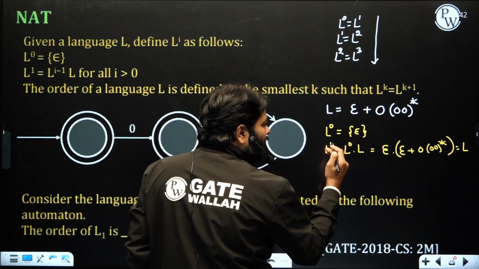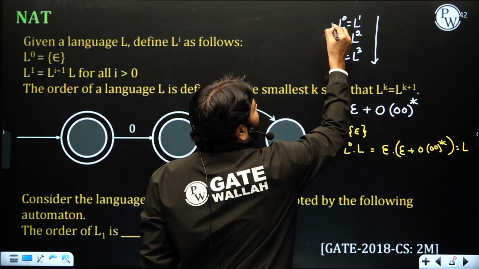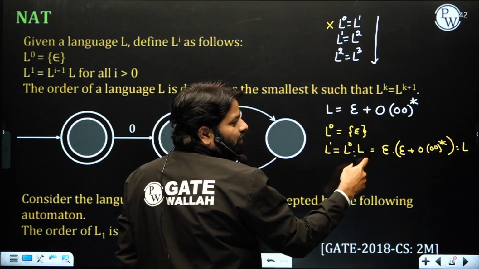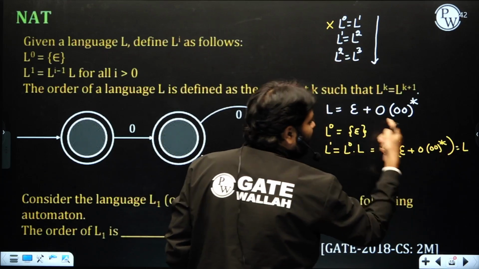So when you compare L power 0 and L power 1, this is not matching, so definitely you should go down. L power 0 is not equal to L power 1, because here L power 0 is epsilon and L is something different.